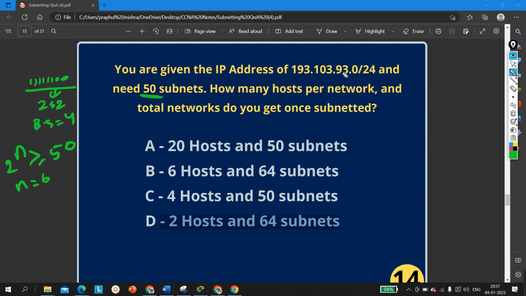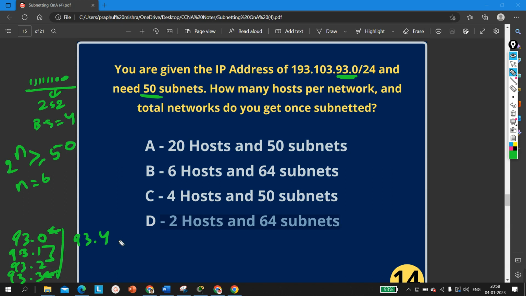So the first network is 93.0. Second will be 93 dot block size 4, so this network is ending on 93.3. So the first valid IP address is 93.1, the second valid IP address is 93.2, and this one is the broadcast. This one is the network, this one is the broadcast.